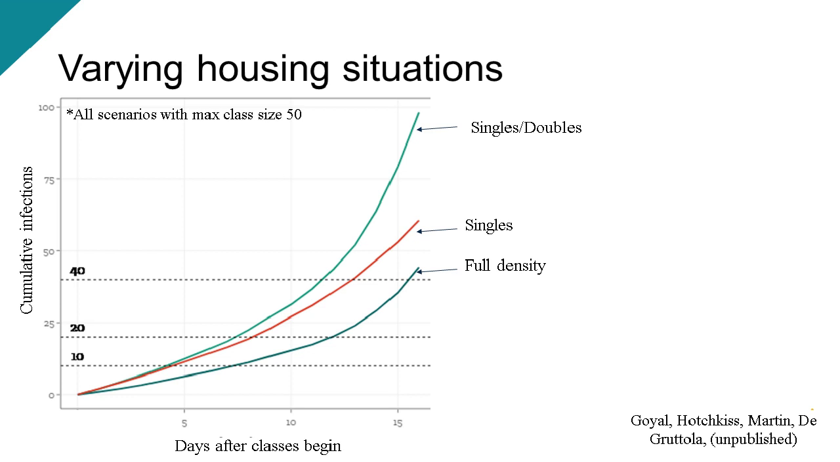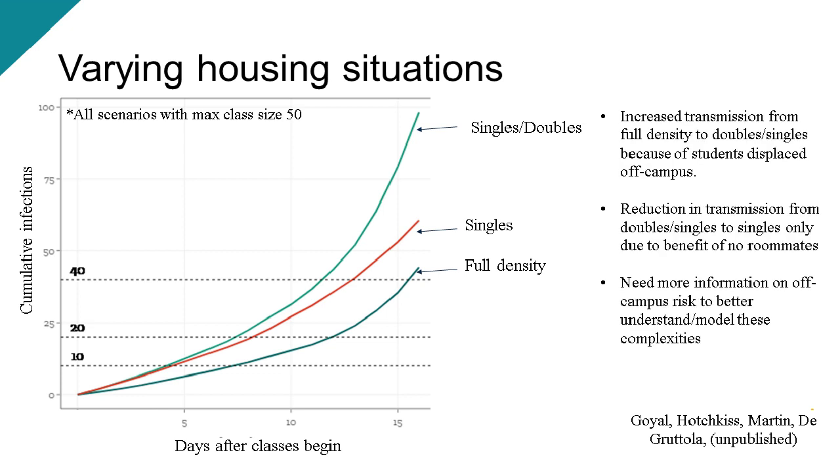Now, the impact with varying housing situations is not as straightforward. So we looked at what would happen if we had full density of students on campus, that's singles, doubles, and triples, or singles and doubles only, or just singles. And what we see is increased transmission going from full density to doubles and singles because of displacing students off campus, and the assumption that students that live off campus have an additional risk due to living in the background community, with many situations here in San Diego which have higher incidence than in the university area. There's a reduction in transmission from doubles to singles only due to the benefit of individuals having no roommates, even though we are still displacing some students in the community.